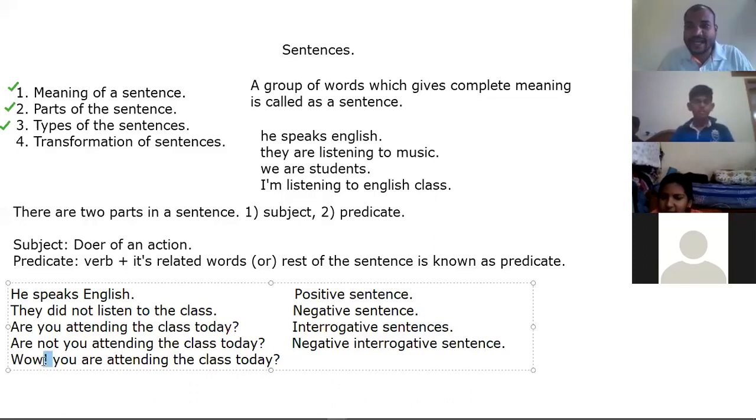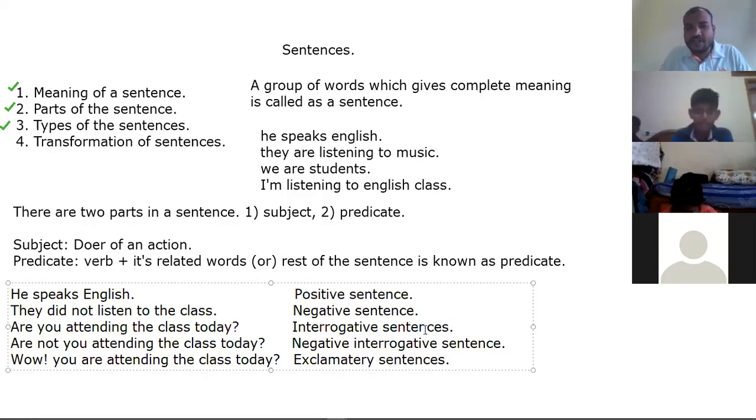Exclamatory. Very good. Exclamatory mark. So whenever you are able to identify this mark, exclamatory mark, just remember that sentence is an exclamatory sentence.